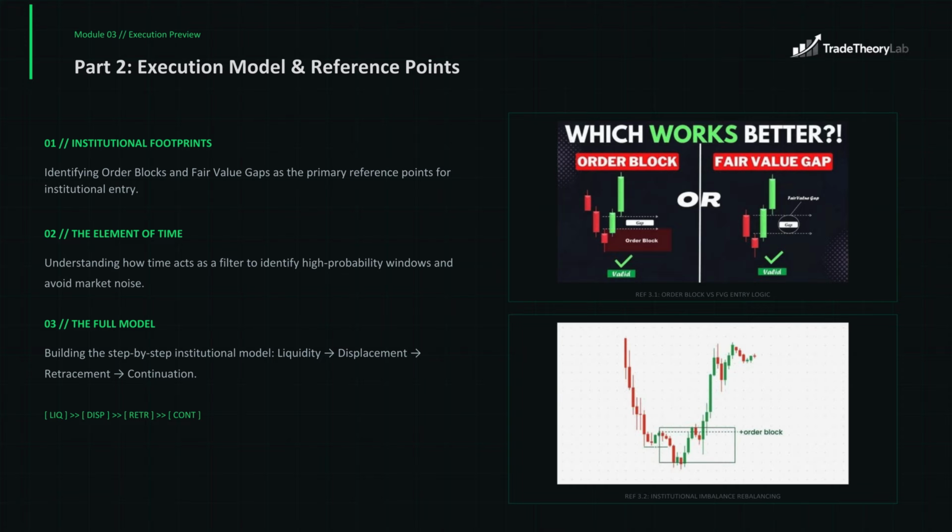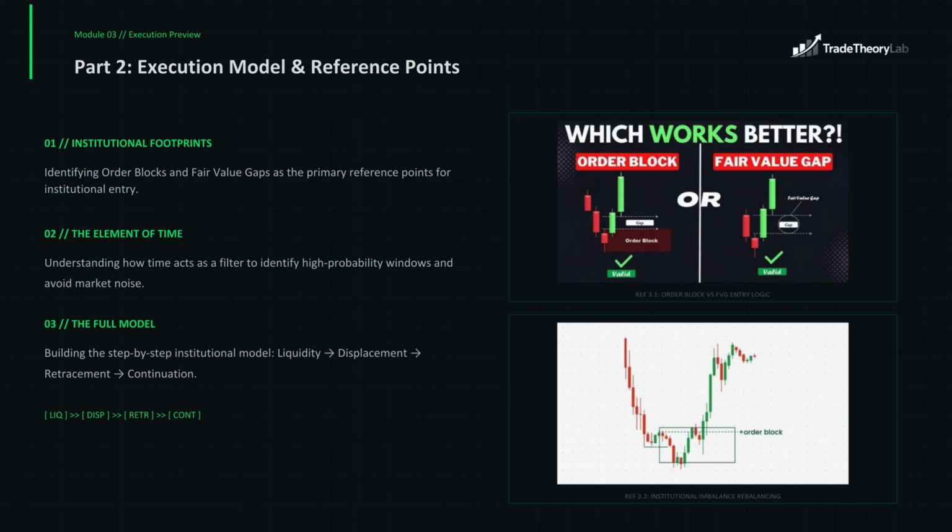Now the algorithm begins to leave clues, footprints in the sand that tell us exactly where the institutions are entering their orders. These footprints are not hidden. They are visible to anyone who knows what to look for. They are the order blocks, the fair value gaps, and the institutional models that we will explore in the next part of this series.